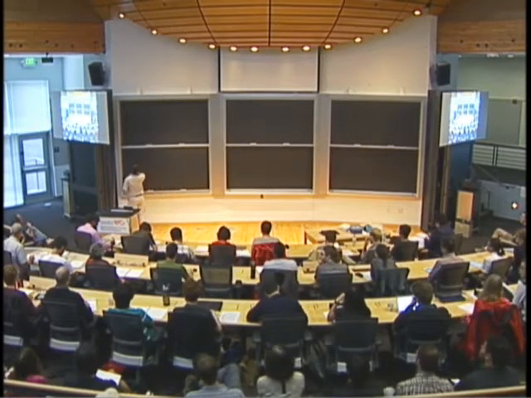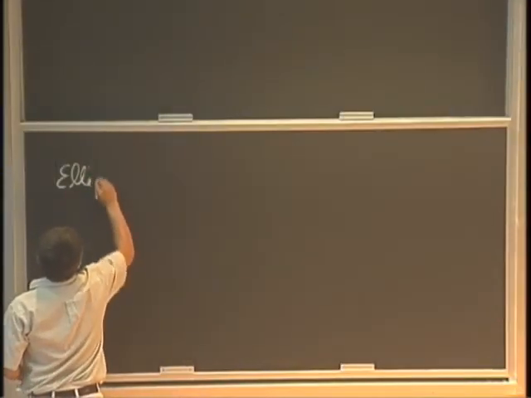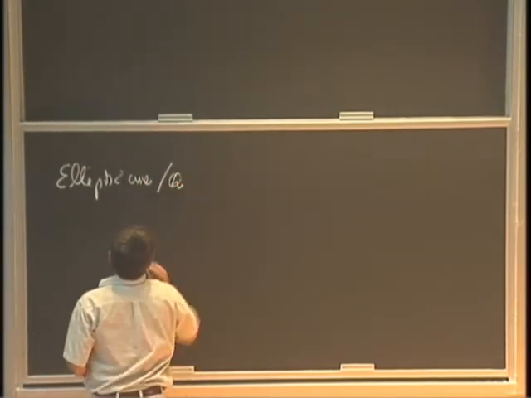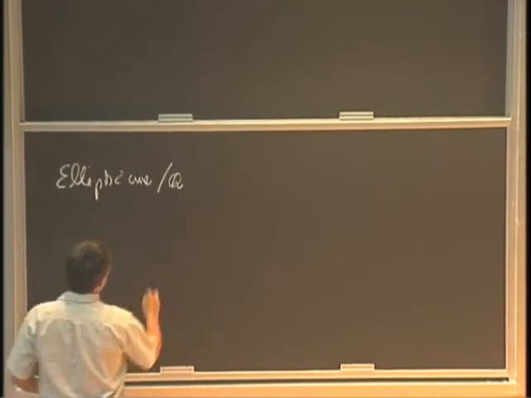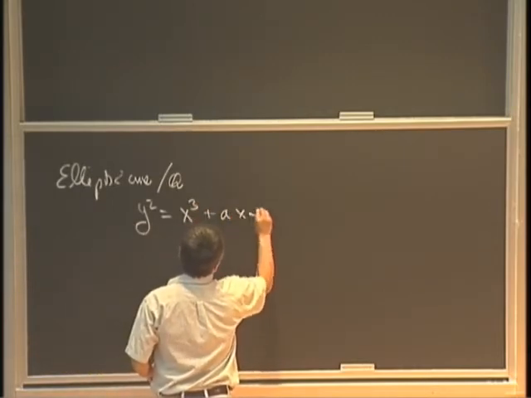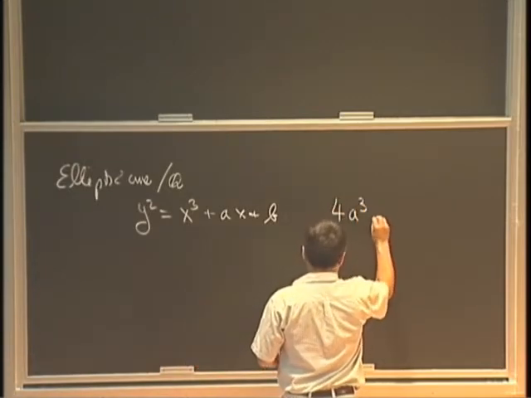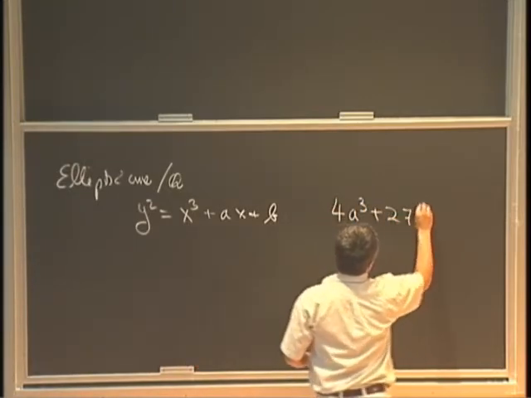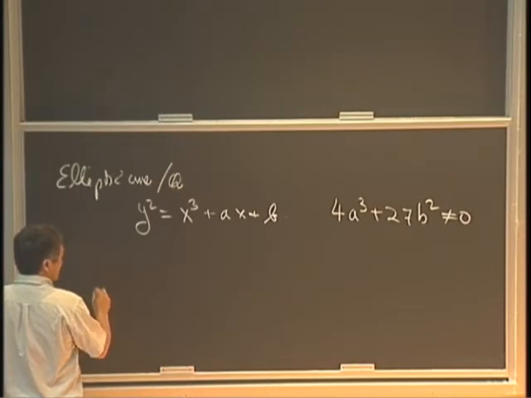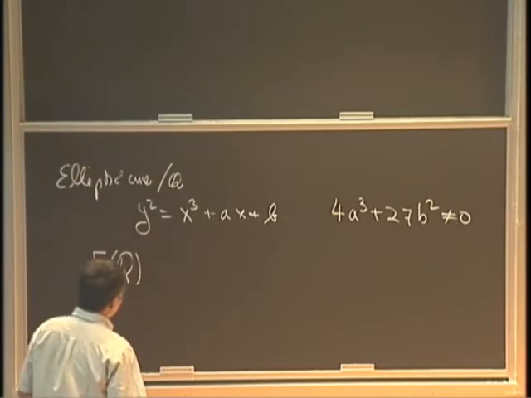So the main object of my lecture is the elliptic curve. For simplicity today, I'll only talk about elliptic curves over the rational numbers. It will be given by a Weierstrass equation, and you want to have a non-vanishing discriminant. So we care about the group of rational points. So it is a group.